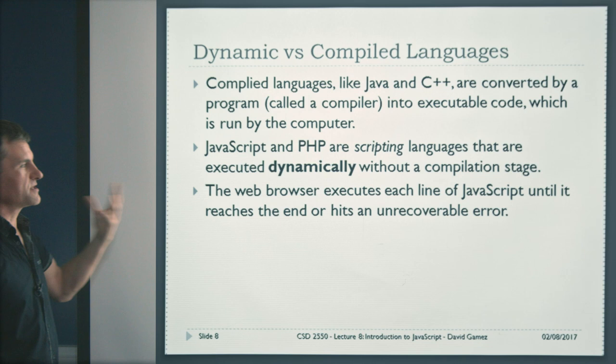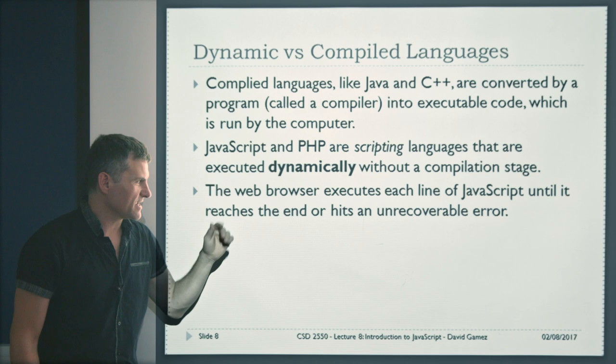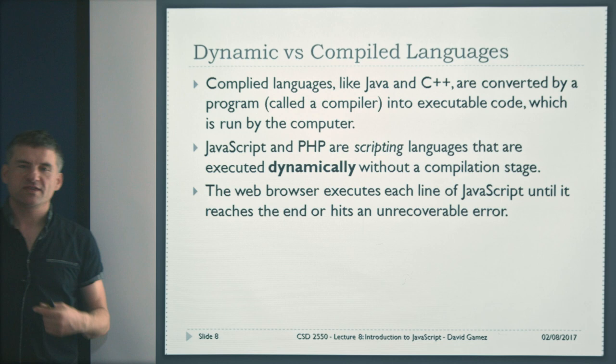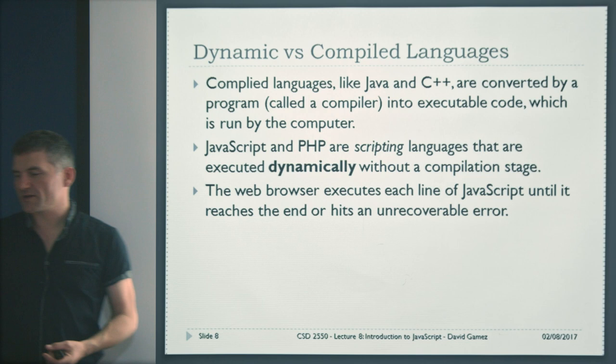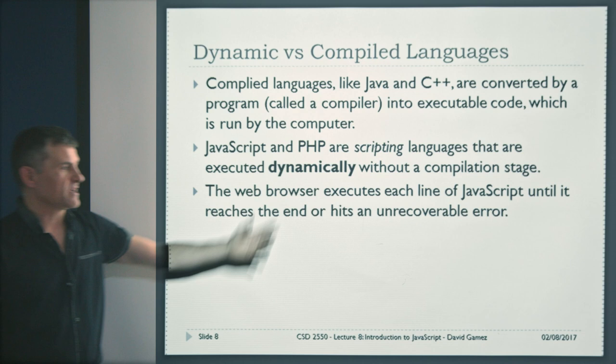It executes until it hits the end or hits an unrecoverable error. So with Java, you discover the errors before you run the program because the program won't compile, or at least you discover some of the errors. Whereas with JavaScript, when it's running, it will fall over and die if it hits an unrecoverable error.